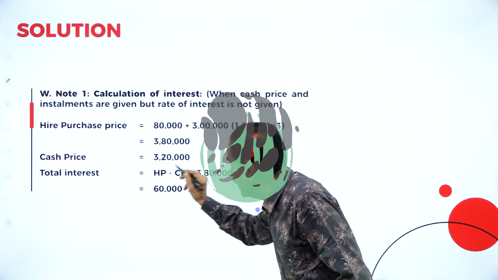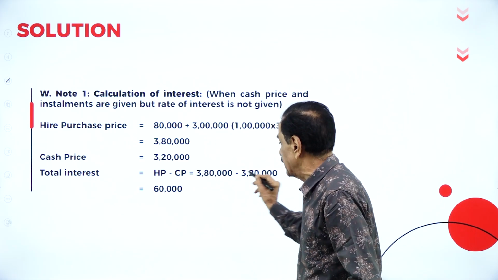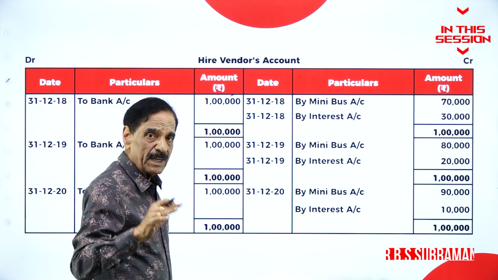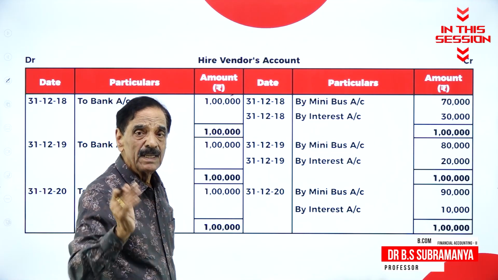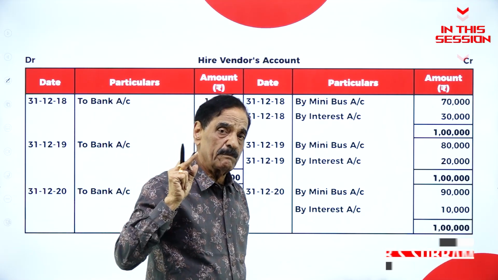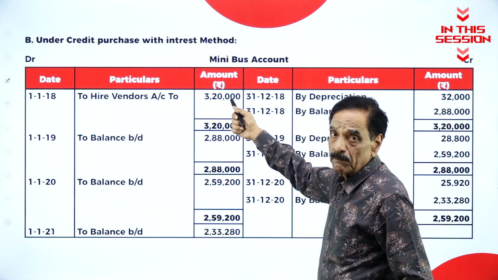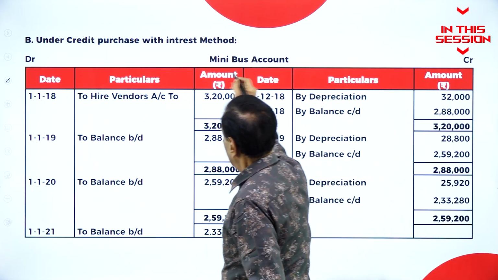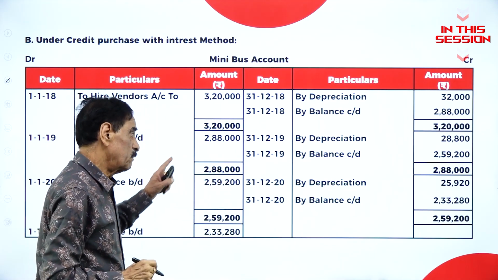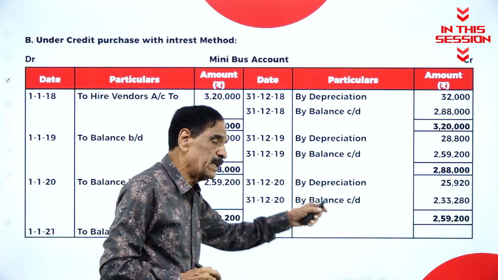What's our actual price? 3,20,000. So hire purchase price minus cash price, 60,000 is the total interest. First year 30,000 means 70 plus 30. Second year 20,000 means 80 plus 20. Third year 10,000 means 90 plus 10. Under credit purchase system, in machinery account, here machinery account to hire seller account, by depreciation, carried down, brought down, by depreciation, carried down, brought down, by depreciation.